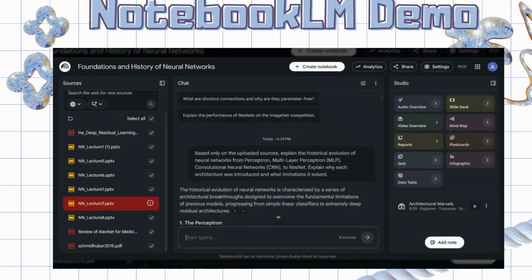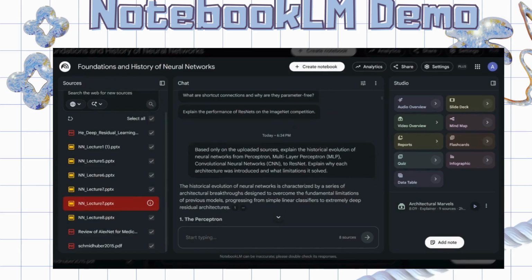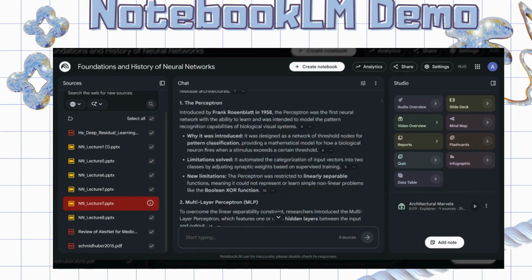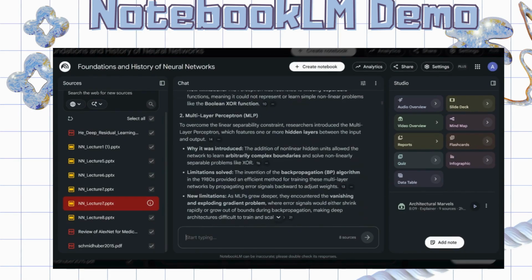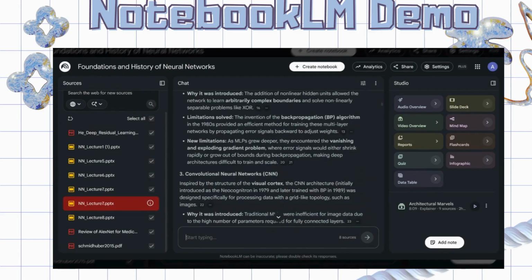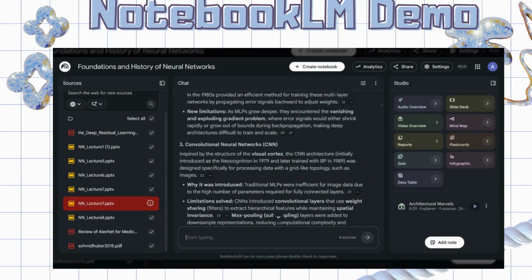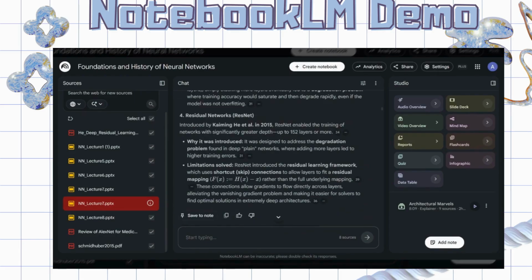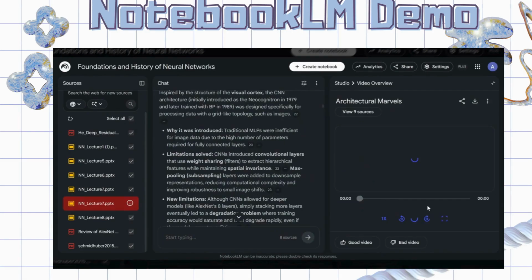Firstly, we asked NotebookLM to explain the historical evolution of neural networks based on our sources. It summarized how neural networks evolved from the perceptron, which can only solve linearly separable problems, to the multi-layer perceptron that introduced hidden layers and backpropagation to solve more complex problems. Then it explained how CNNs improved, and lastly how ResNet overcame the limitations by introducing residual learning and skip connections.